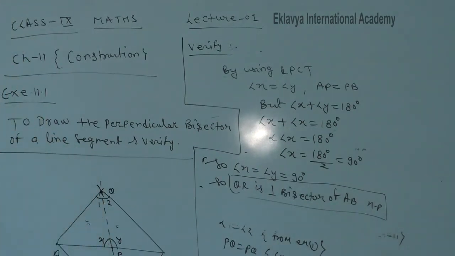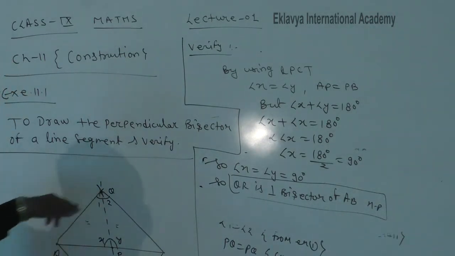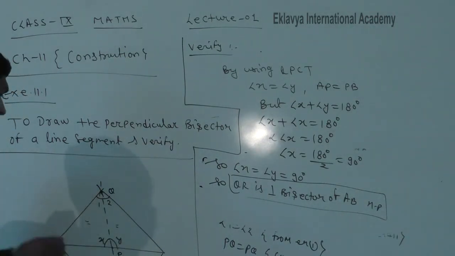How we will draw the perpendicular bisector of a given line segment and how we will justify. Understand? So first of all we will do construction. In construction, what did we do? Join QA, QB, AR and BR.